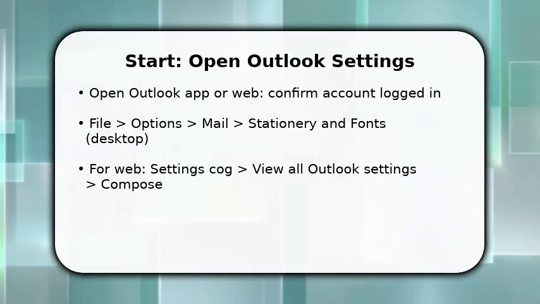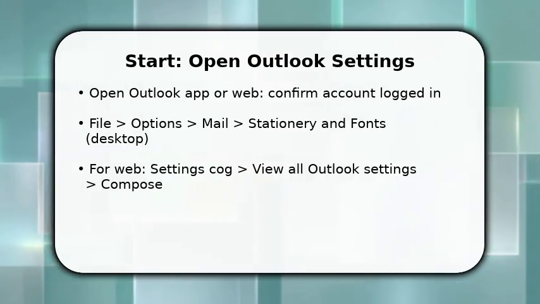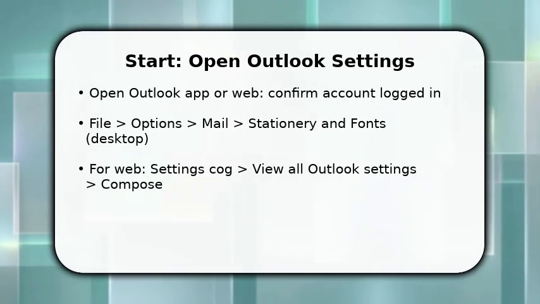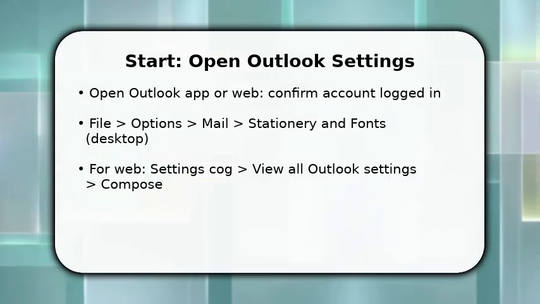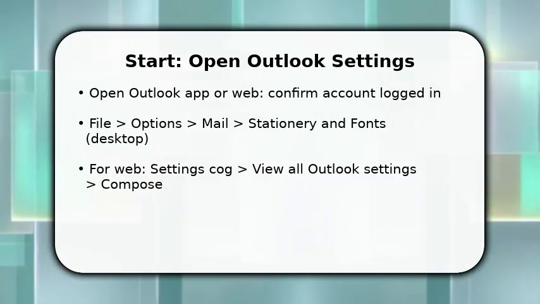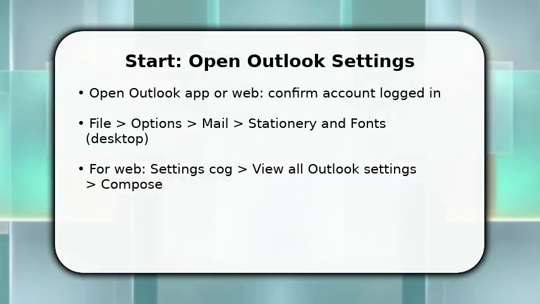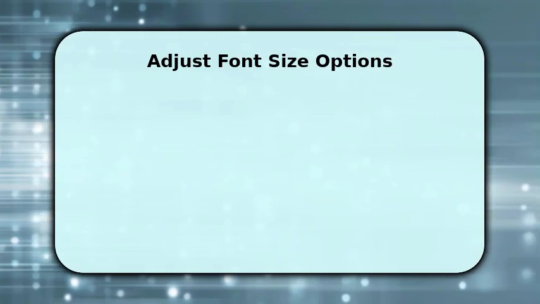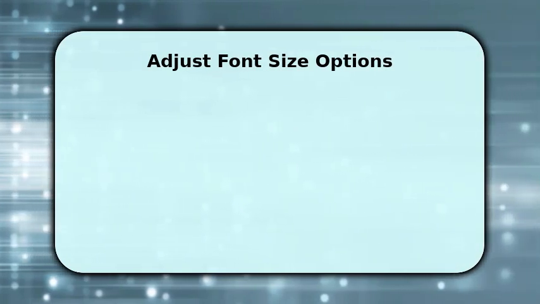For Outlook on the web, click the Settings cog, choose View All Outlook settings, then Compose and Reply. Once there, make sure you understand which option controls new messages versus replies and forwards, because you will set each separately to avoid unexpected results. Now you change the actual font attribute so messages display as you expect.